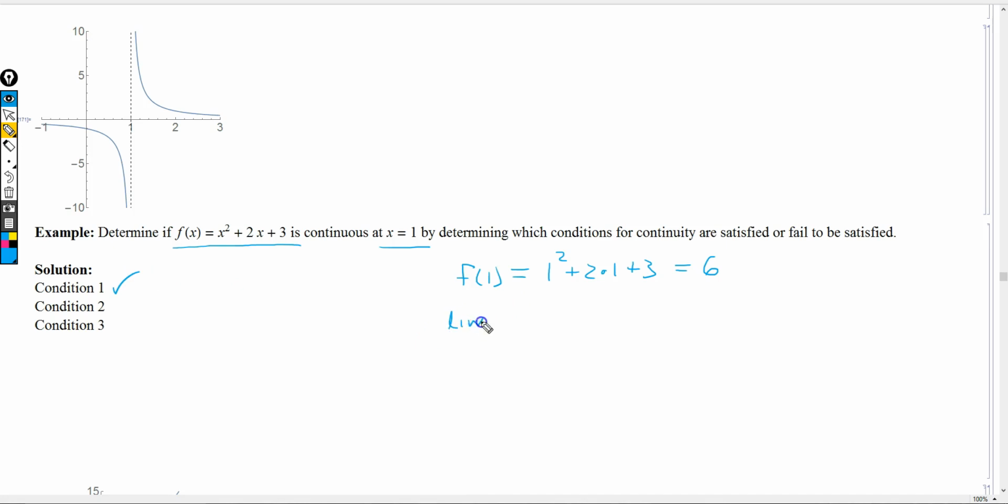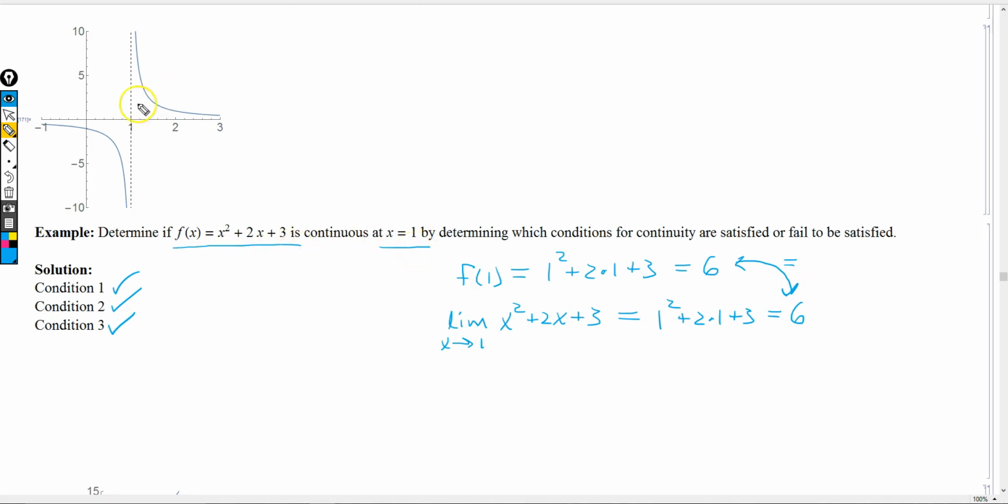What about the limit? Well, from our limit results, we can just plug the number 1 in here for x, and let's see what we get back. We're going to get, of course, 1 squared plus 2 times 1 plus 3, which is 6. Okay, so the limit exists. It is a finite number. And then we see that f of 1 does equal the limit, right? This 6 and that 6 right there, they are equal, and so condition 3 is satisfied. Okay, so this function is definitely continuous at x equaling 1.